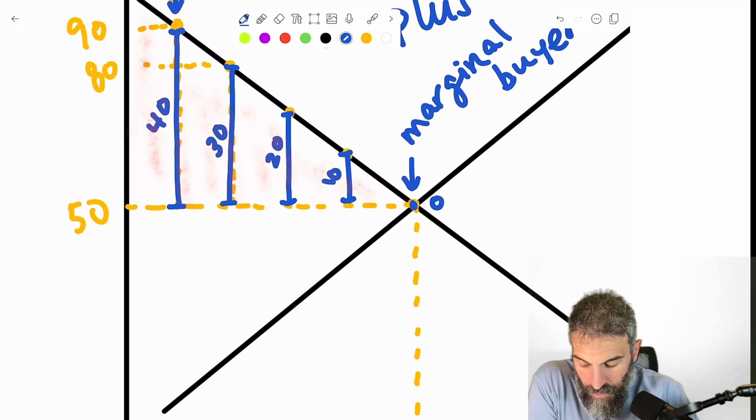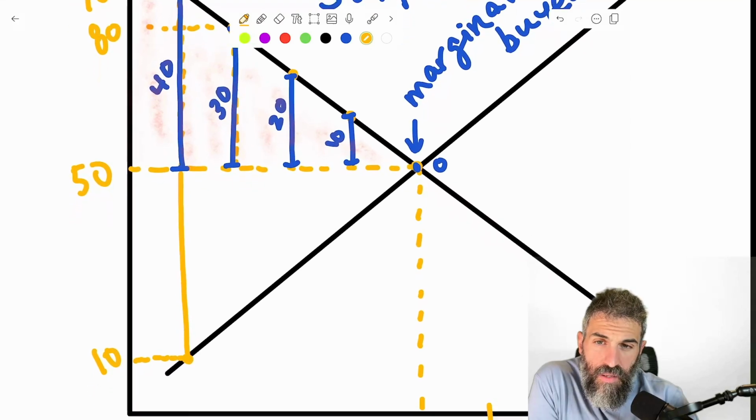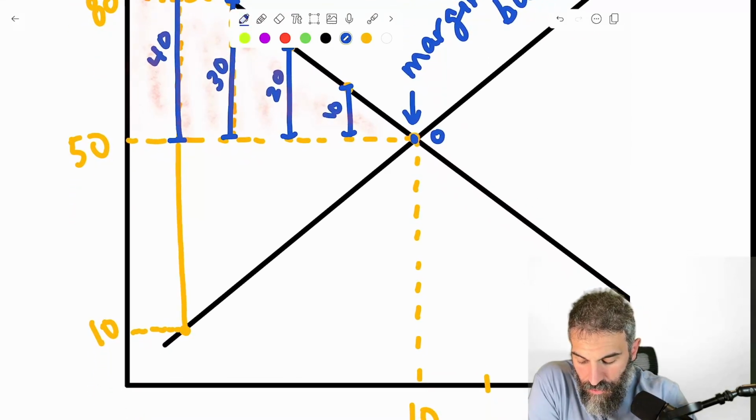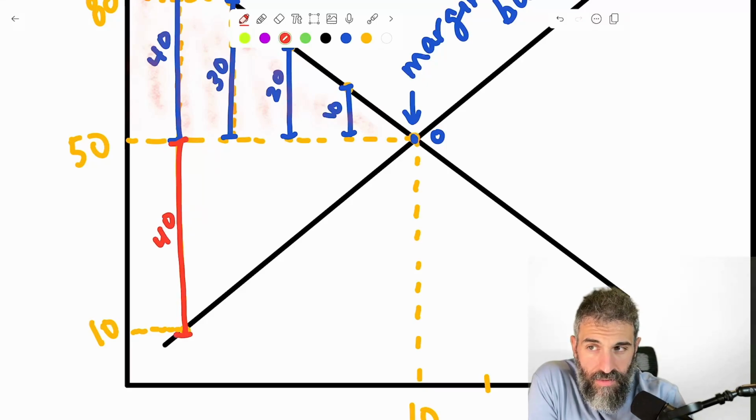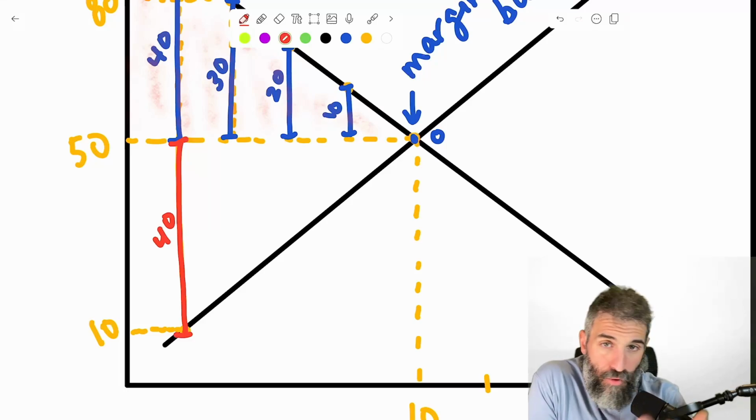Now let's go to the bottom. Remember that for suppliers, it's kind of the same thing. There was a supplier all the way down here who was willing to accept $10. But because the price is 50, they get to sell it for 50. So they're also gaining $40. Let that sink in for a second. You have a supplier whose cost is 10. Remember, supply is cost. Their cost is 10. They get to sell it for 50. That's like a profit of $40, right?